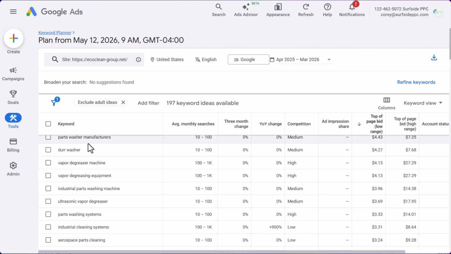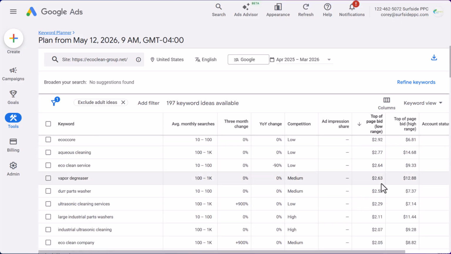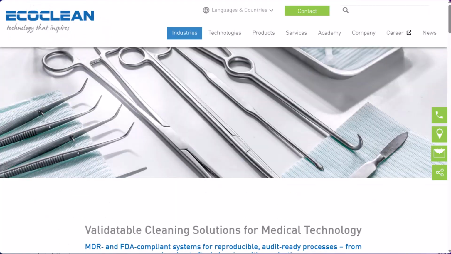Parts washer manufacturers, Dura washer, vapor degreasing machine. So this gives me an idea of like, okay, what are advertisers currently bidding on for some of the things they're already providing? Ecoclean service, ultrasonic cleaning services. These are some of the keywords that we can quickly take out, extract, and start to target: large industrial parts washers.